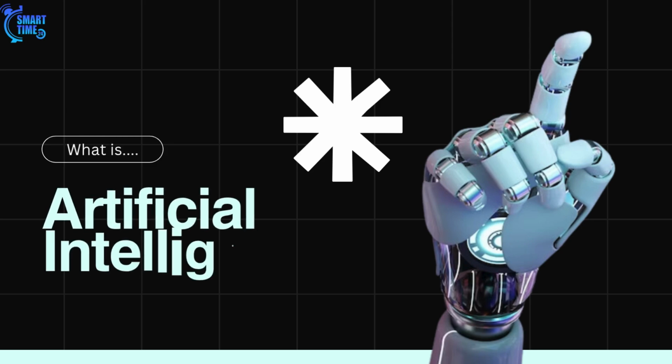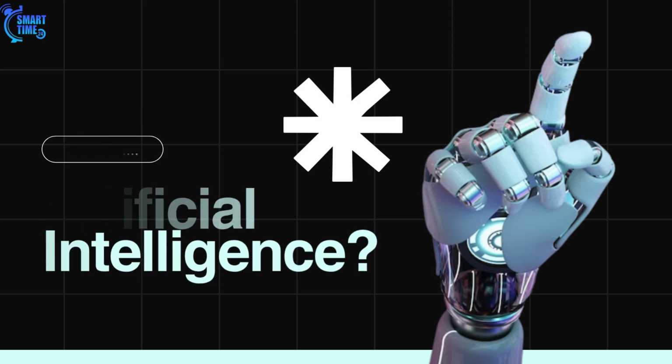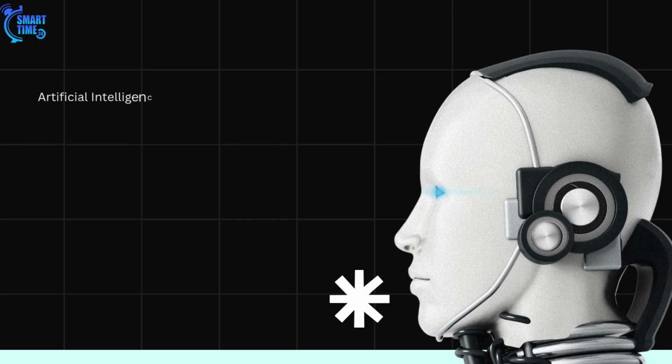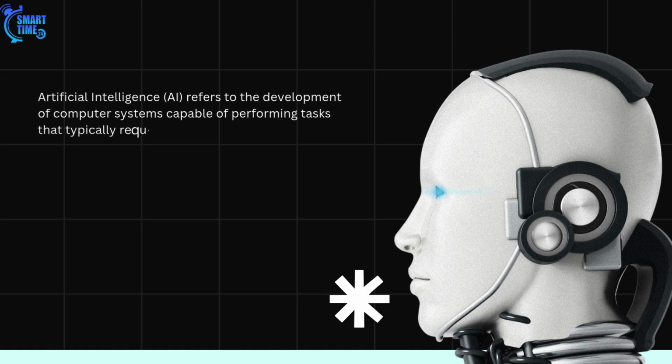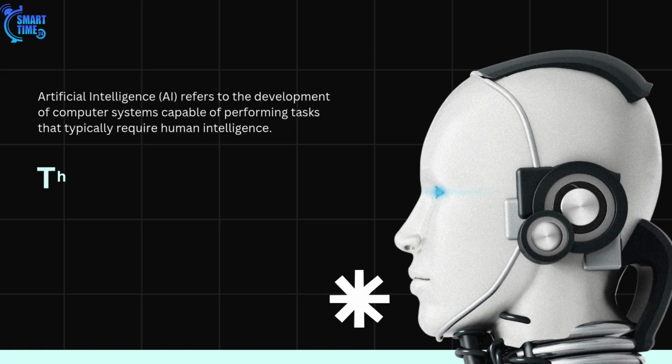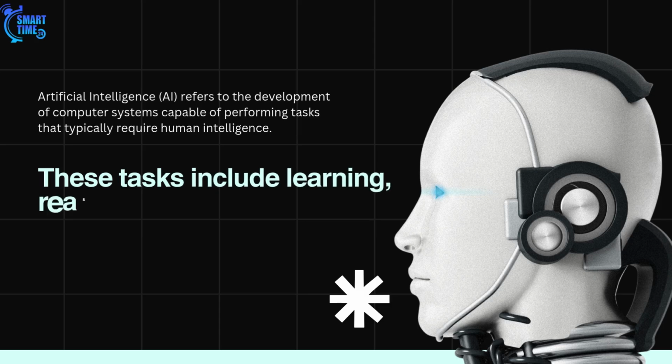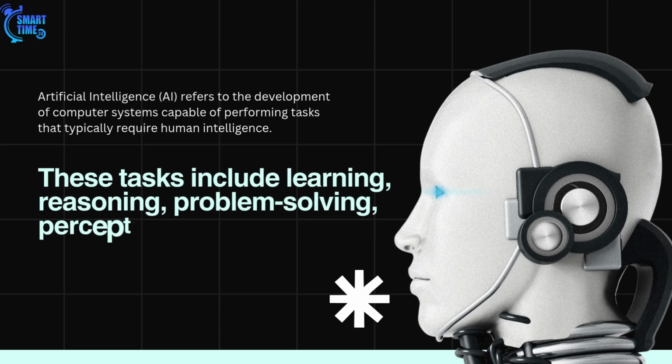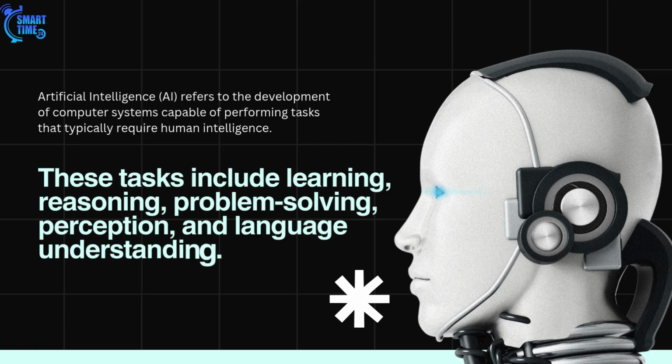What is artificial intelligence? Artificial intelligence, AI, refers to the development of computer systems capable of performing tasks that typically require human intelligence. These tasks include learning, reasoning, problem-solving, perception, and language understanding.